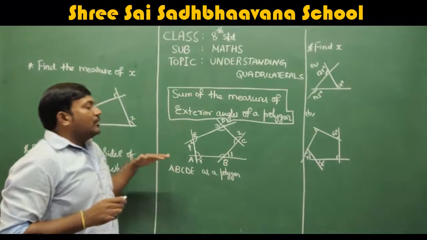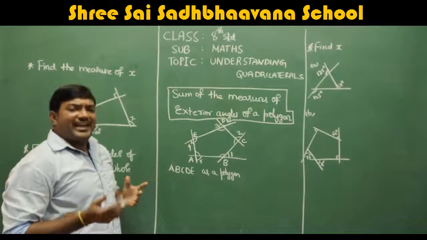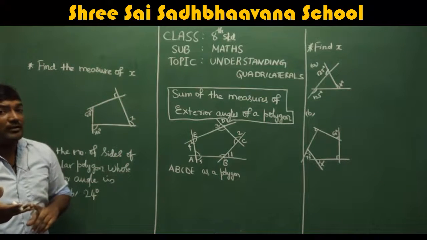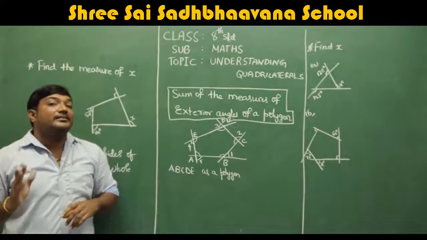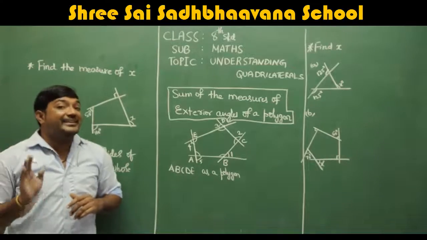Then what will be the sum of the measures of exterior angles of the polygon? In a triangle we already discussed that the sum of the angles is 180. That is the angle sum property. That is only for interior angles. That property is only for interior angles.